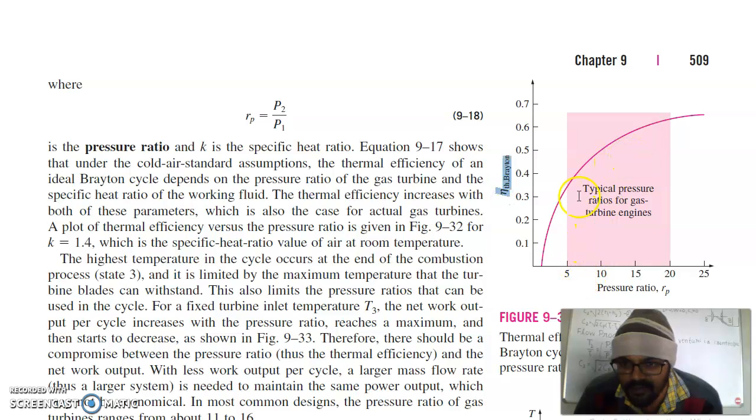As you increase the pressure ratio, the efficiency of the cycle increases, and beyond 20 the efficiency curve becomes almost parallel to the x-axis, meaning there is only a marginal increase in efficiency. So the operating range is from 5 bar to 20 bar, the typical pressure ratios for gas turbine engines. The thermal efficiency increases with both these parameters, which is also the case for actual gas turbines.